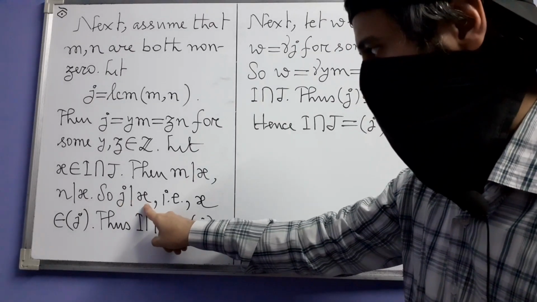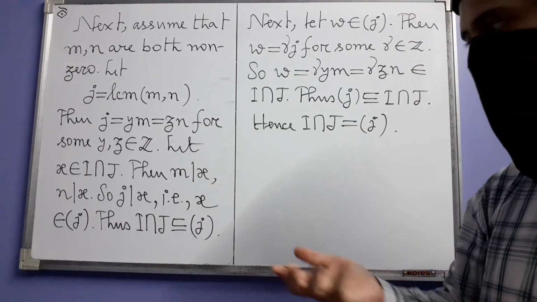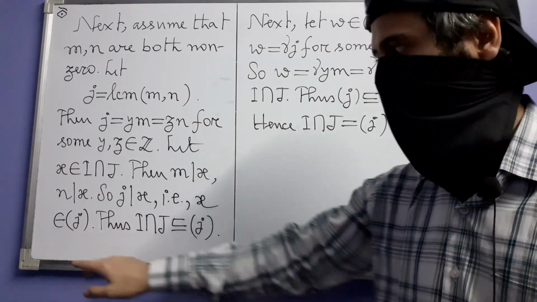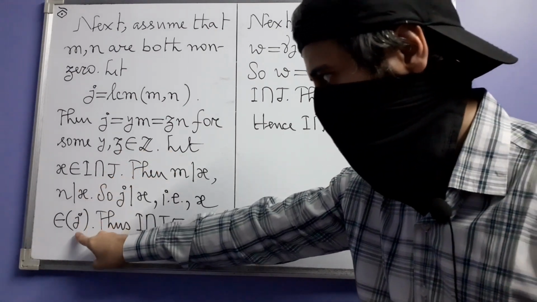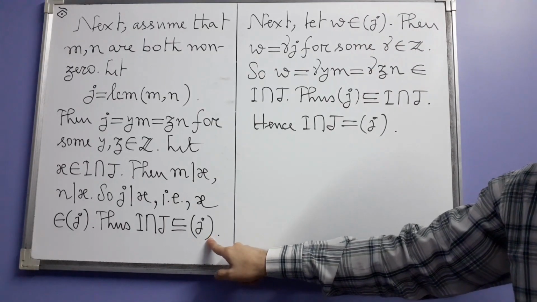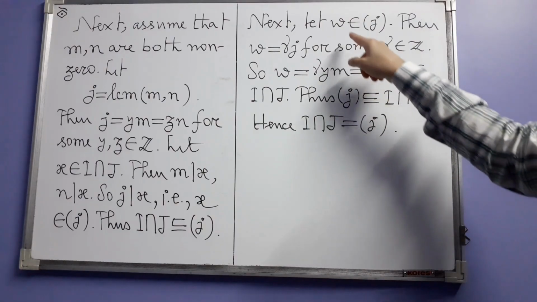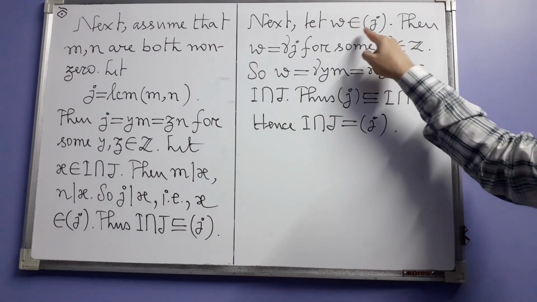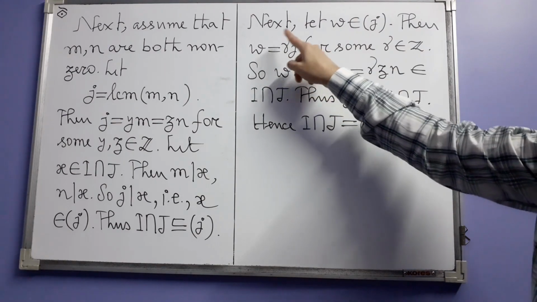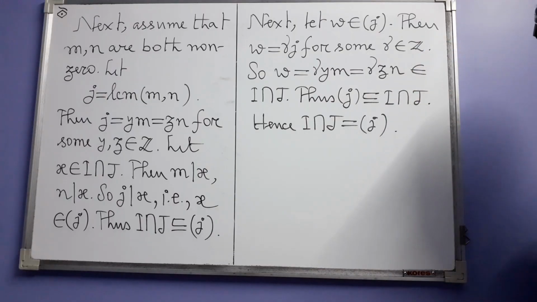So j divides x, or in other words x is a multiple of j, but that makes x an element of this principal ideal. So any element in this intersection is here, and that's why the intersection is a subset of this principal ideal. Going in the other direction, say we take any element in this principal ideal, say w, then w is some integer multiple of j, say gamma times j for some integer gamma.